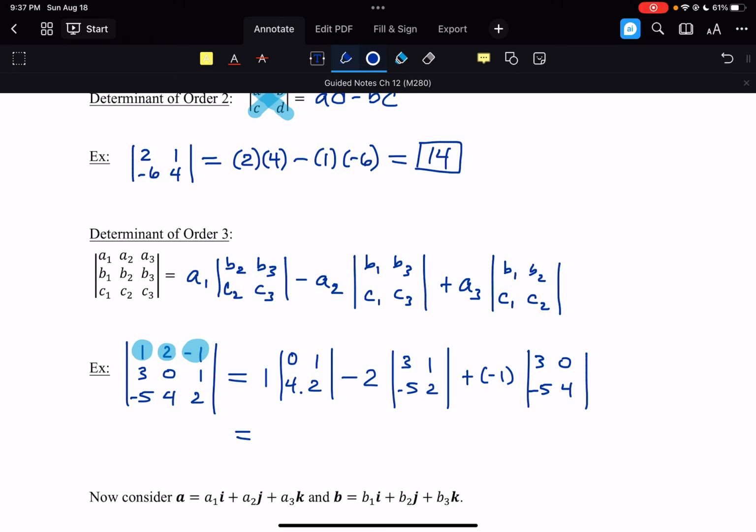And then we can compute the 2 by 2s. That's going to be AD minus BC. So that's 0 minus 4. Minus 2 times, that's 6 minus negative 5, so that's going to be plus 5. And then this is minus 1 times, that's 12 minus 0.